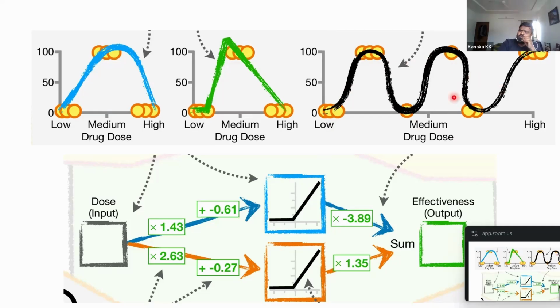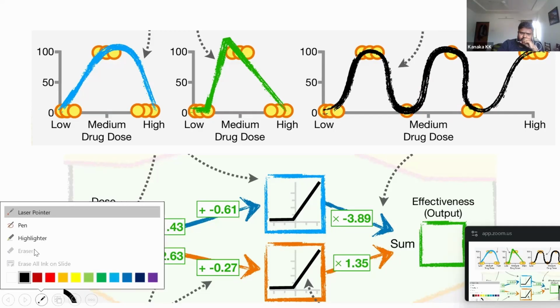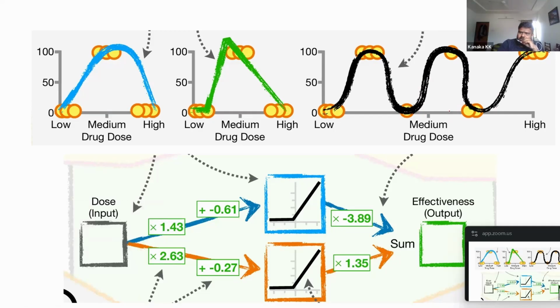Suppose, what is the advantage? Now I can consider this a trained model. What is the advantage of this trained model? Let's say in future somebody says my dose of the drug is around 0.6. What will be the efficiency? Suppose we consider this point. I will take the pen. Consider this as 0.6.